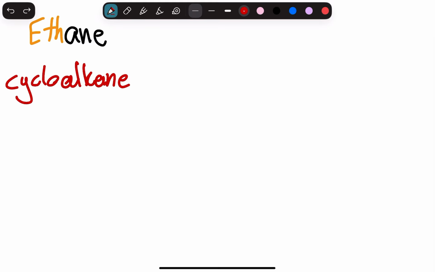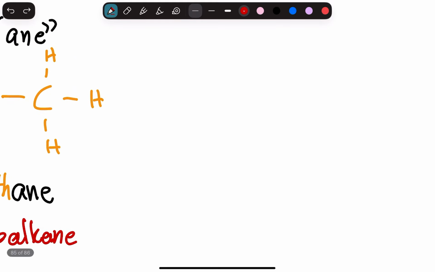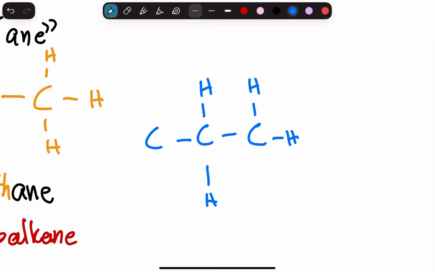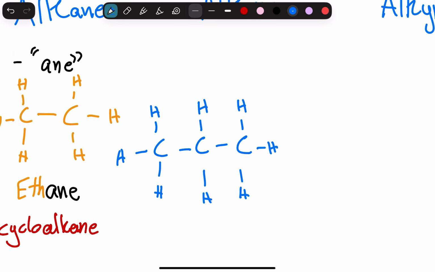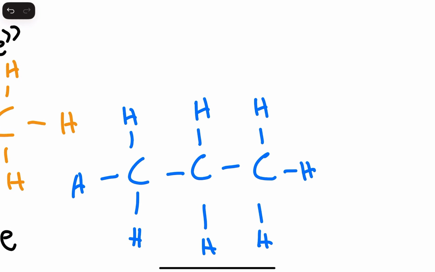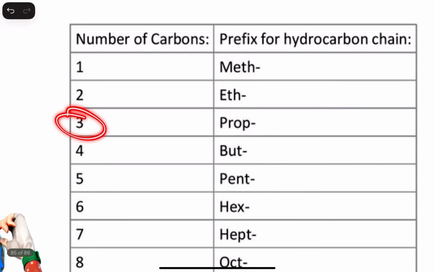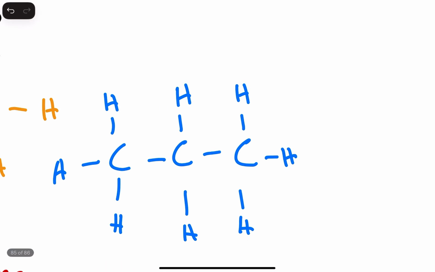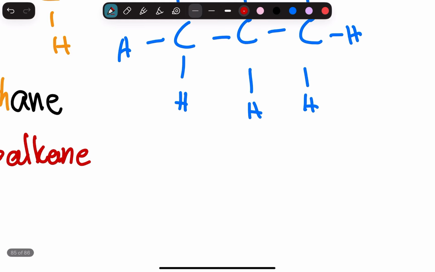So for example, if we go up to here and we have something like this, and let's do these bonds here. If we have something like this, we're going to use our naming rules right now. So we have 3 carbons. If we go up here, 3 carbons is prop. So we go back here. We know this is going to be prop.